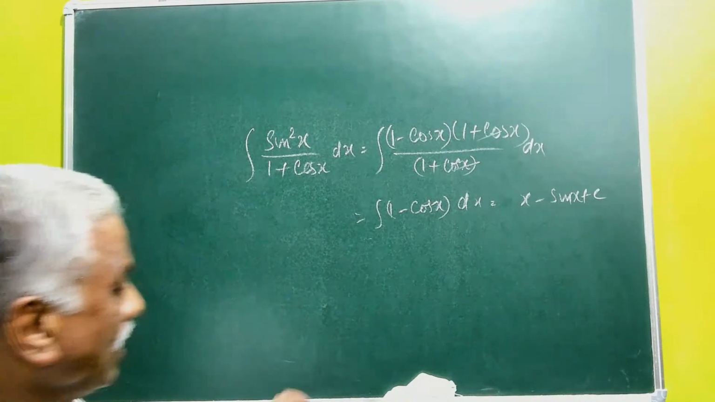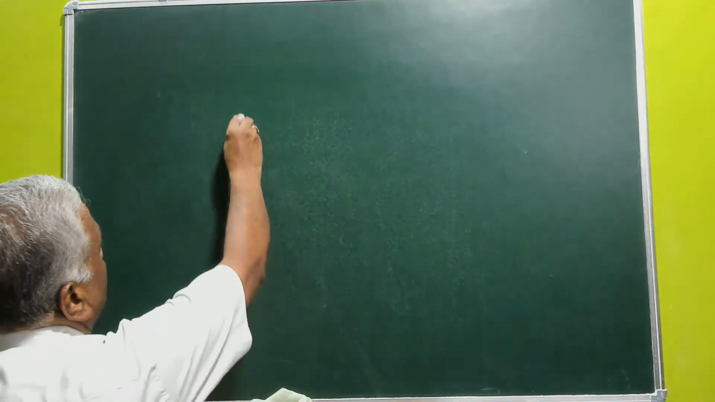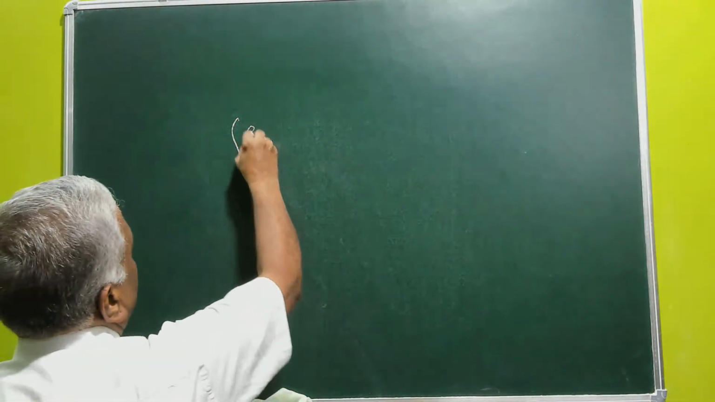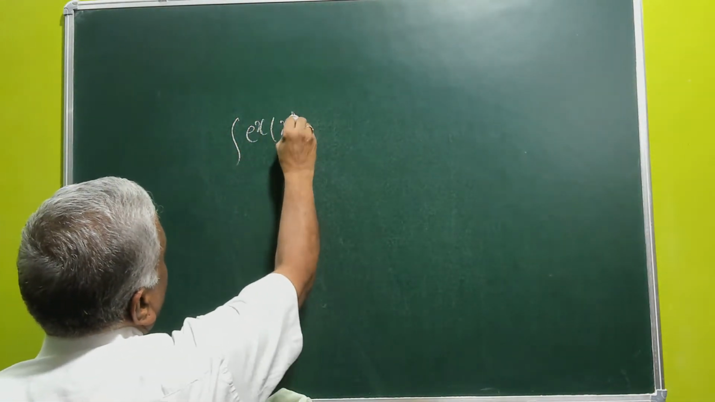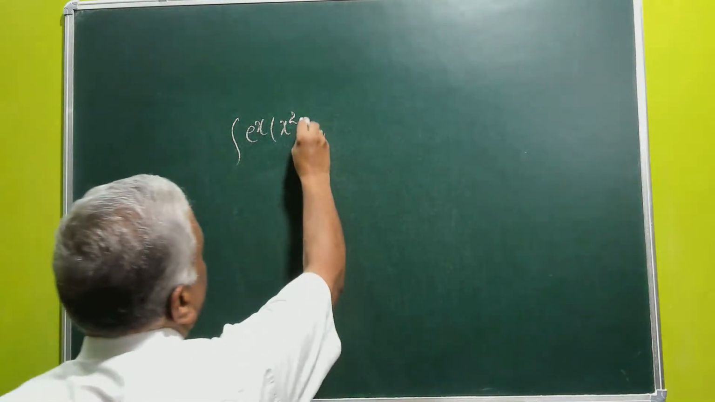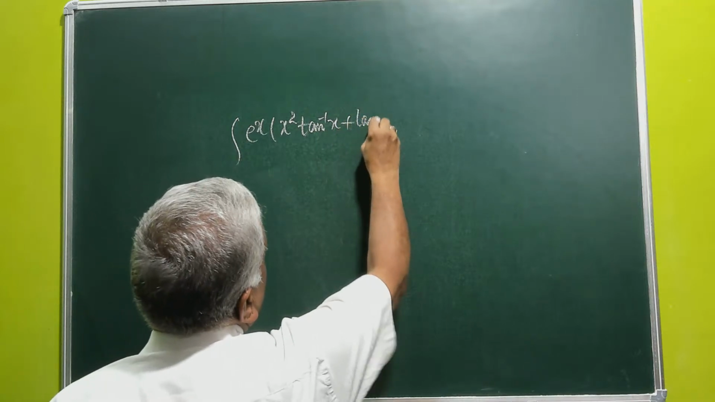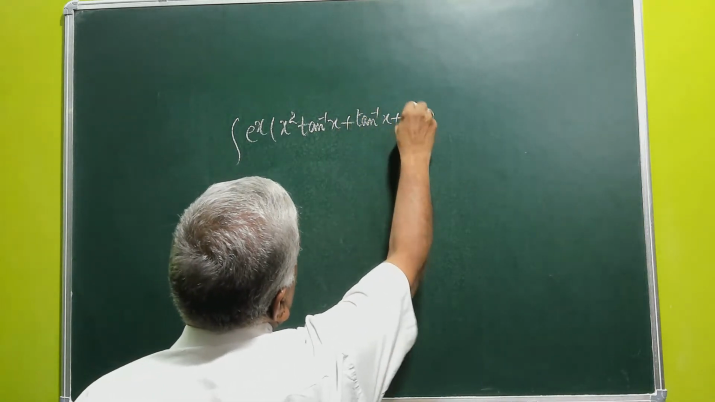The next problem given in CET: integral of e to the power of x into x square tan inverse x plus tan inverse x plus 1 dx.